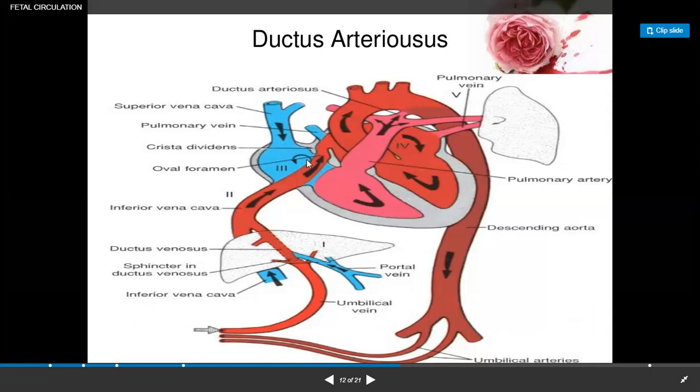between the right atrium and the left atrium, that is called the foramen ovale. Or a second synonym, oval foramen. So in between the pulmonary structure and the aorta, there is a connection.